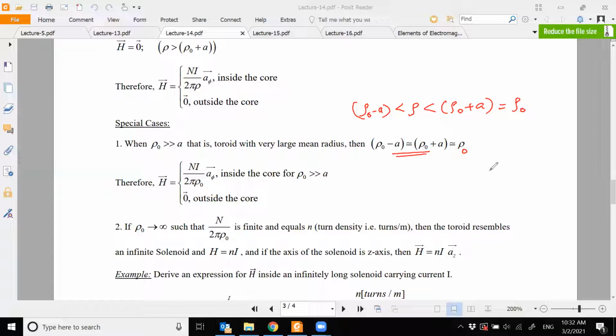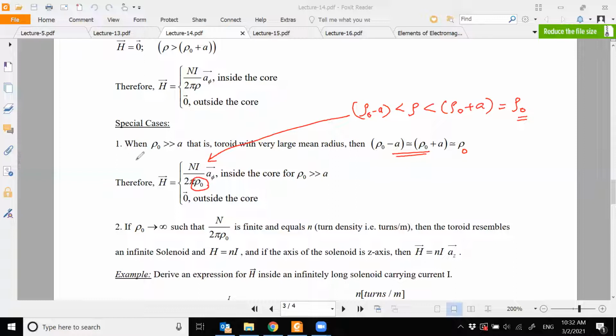Because A is very small, so it is rho 0. There is a typo here, guys, so just remember, it is rho 0. Therefore, in this case, my magnetic field will be Ni over 2 pi rho 0. So it will not be rho.